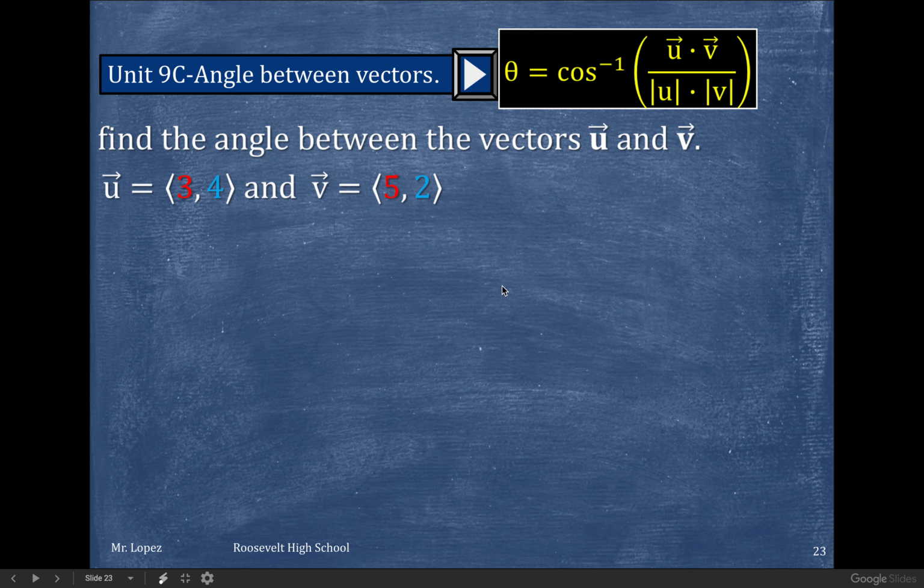Unit 9C, angle between vectors. To find the angle between any two vectors, you would use this formula right here.